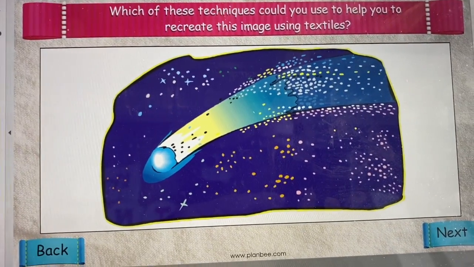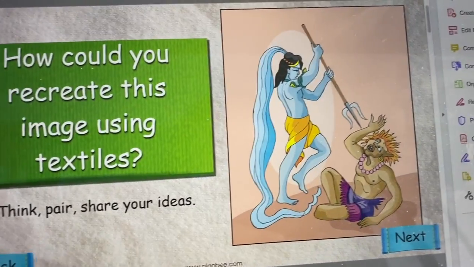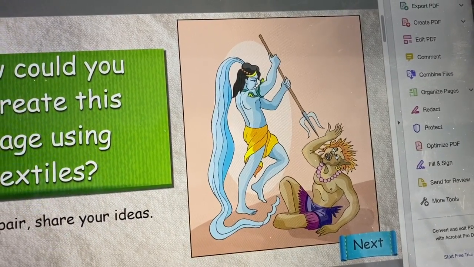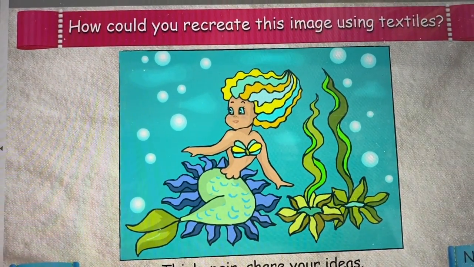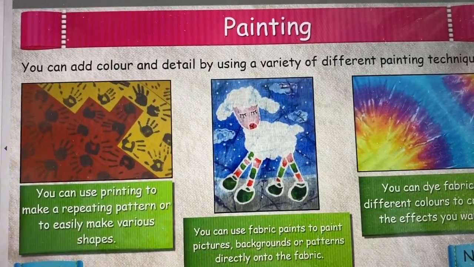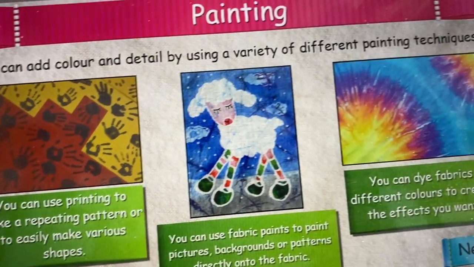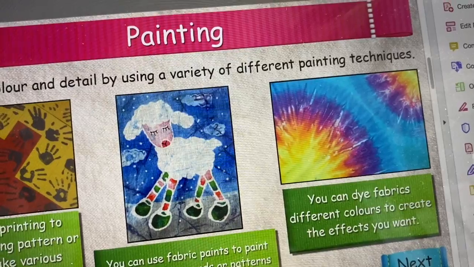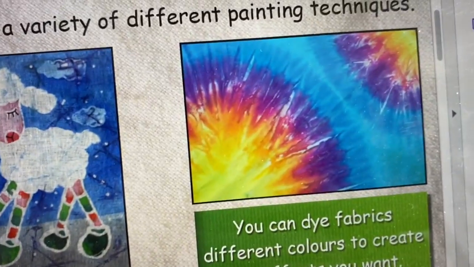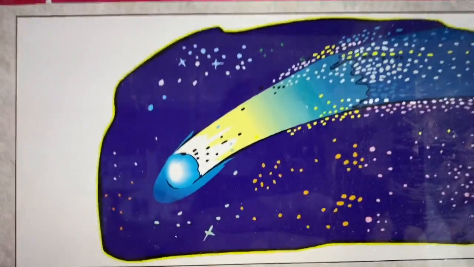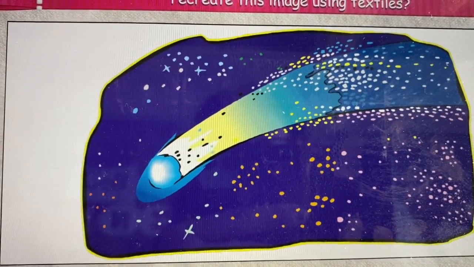So now we've had a look at some different techniques, so let's go back to the very beginning again. How would you best create this? What about this? Would you use printing? Would you use fabric paints? Would you dye your fabrics different colors to create the effects that you would like? This one, I would say, might be a good idea to use for this one, because you have lots of different effects that do not necessarily have to be super precise.